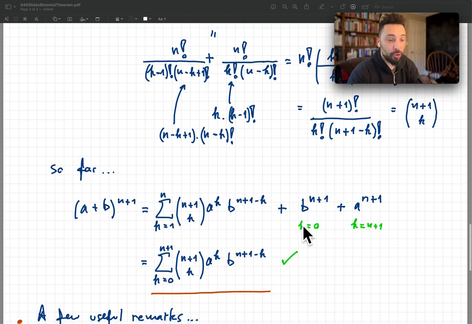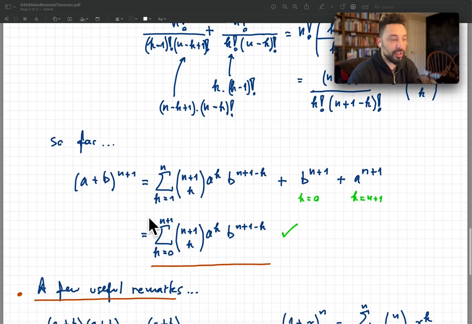And so now we can incorporate these two terms that we separated before into the sum, one at the beginning and one at the end. And so we're then allowed to say that (a plus b) to the power n plus 1 is the sum from k equals 0 to n plus 1 of the n plus 1 k binomial coefficient, a to the k, b to the n plus 1 minus k. And that's it. That's the result.